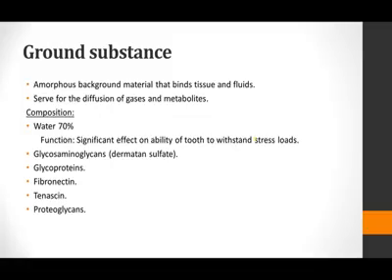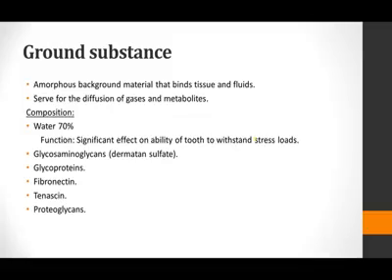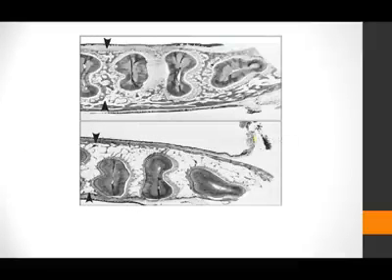Other than water, there are other non-collagenous matrix proteins present in the ground substance, consisting of glycoproteins, fibronectin, tenascins, proteoglycans, and dermatan sulfate type GAGs. This is all about the ground substance. What is the major function of the ground substance? Binding the tissues and the fluids together and serving as a medium for the diffusion of gases and metabolites.